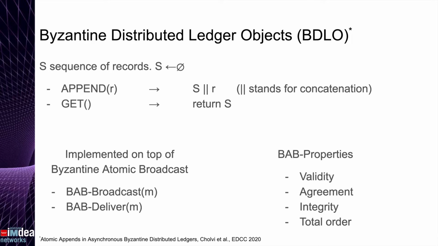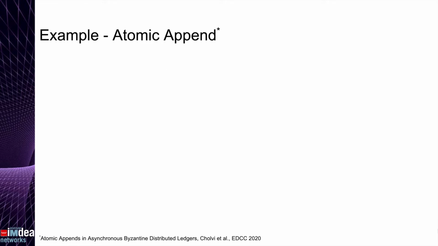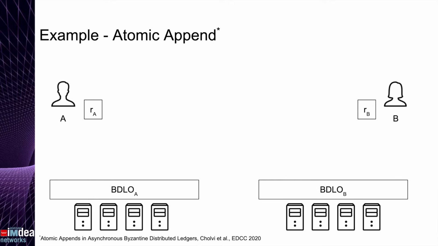We asked, do we really need those strong properties in all the applications in which the BDLO, the distributed ledger, are used for? We focused on the total order property, and we took two main examples. First example that we took is the atomic append. With the DLO work, the atomic append problem has been formalized with two distinct users who want to append in an atomic way two records in two different ledgers, with the guarantee that either both are appended or no one is.